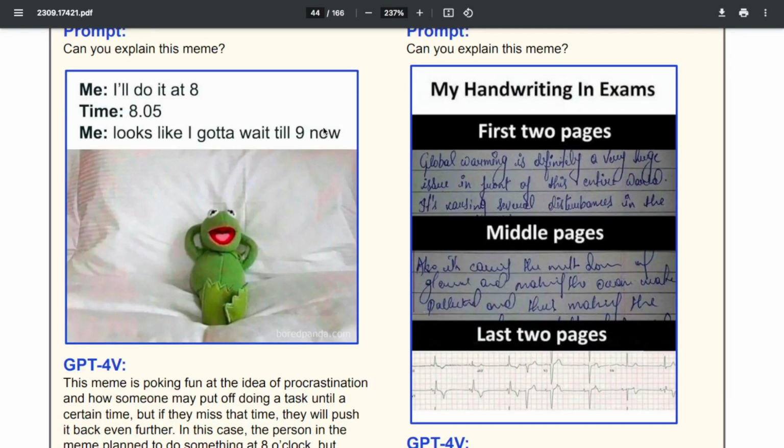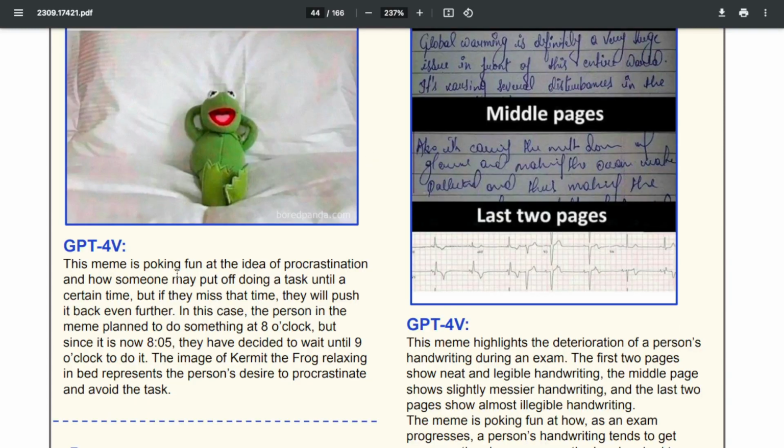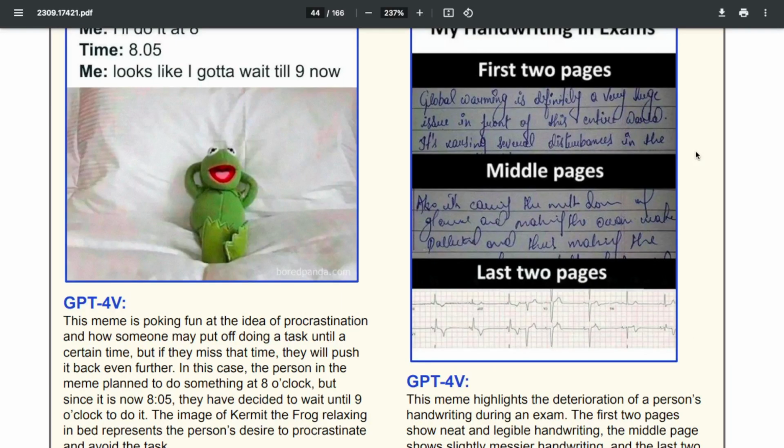I'll do it at 8:05. Looks like I gotta wait till 9 now. This meme is poking fun at the idea of procrastination and how someone may put off doing a task until a certain time. But if they miss that time, they will push it back even further. So, amazing. It did explain it correctly. The image of Kermit the Frog relaxing in bed represents the person's desire to procrastinate and avoid the task. I couldn't have said it any better, honestly.